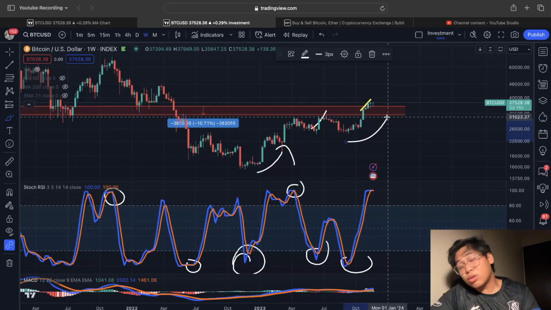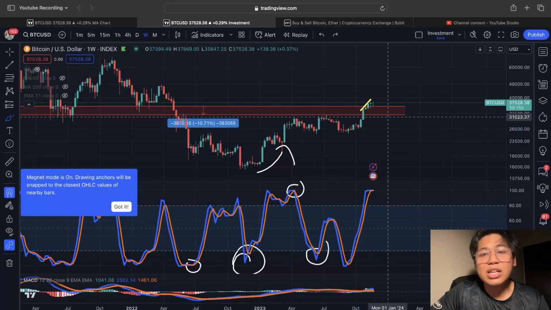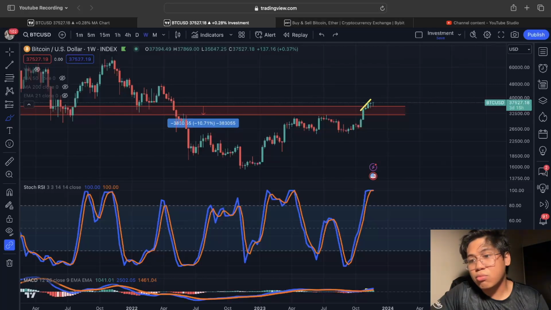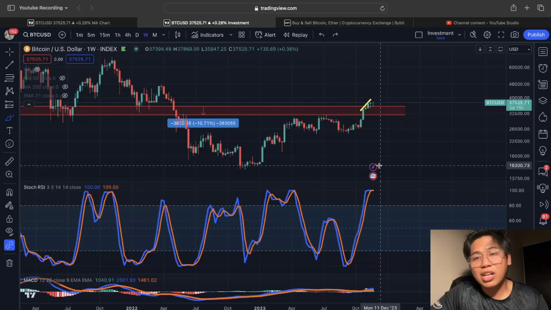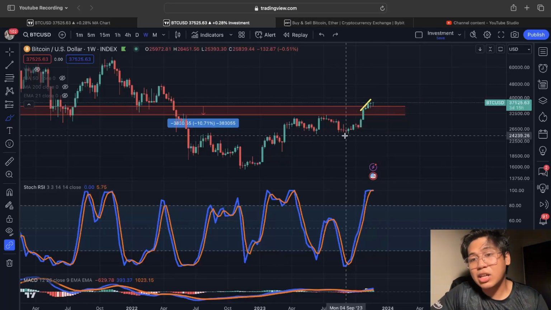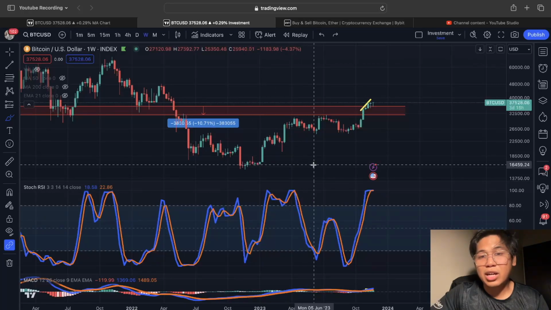So what can we infer from this data alone? It can tell us that whenever we see a bullish or bearish cross that is above the 80 threshold or below the 20 threshold on this stochastic RSI indicator, that is more likely to signify the next move of Bitcoin price action. If it is a bearish cross, then we are expecting a bearish move. But if it's a bullish cross, then we are going to expect a bullish move.